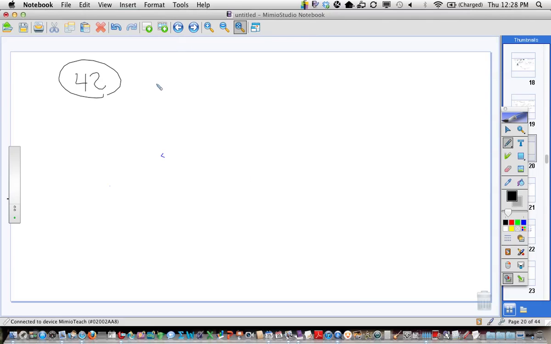42 says, remind me what it says. Log base 6 of radical 6. Okay, there are two ways that you could work this. One way would be to rewrite, this is probably the shorter of the two ways, rewrite radical 6 as 6 to the 1/2 power. Remember that?